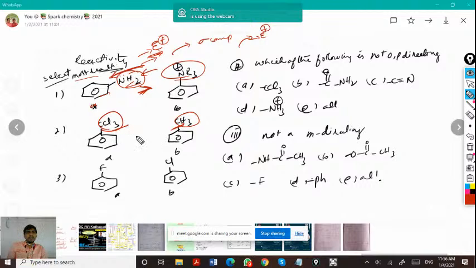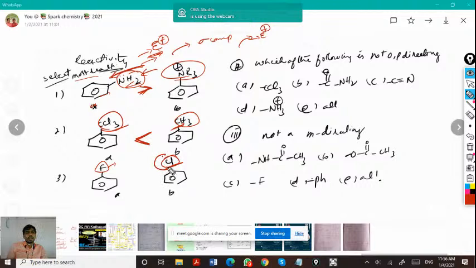CCl3 is a deactivating group, so reactivity will be more with the toluene system. Among fluorine and chlorine, fluorine is more electronegative and more withdrawing in nature, or more deactivating in nature when compared to chlorine. So these are weakly deactivating groups.